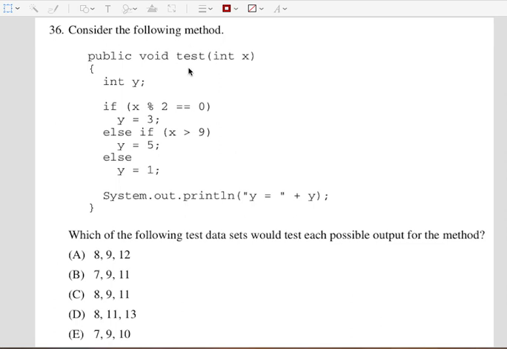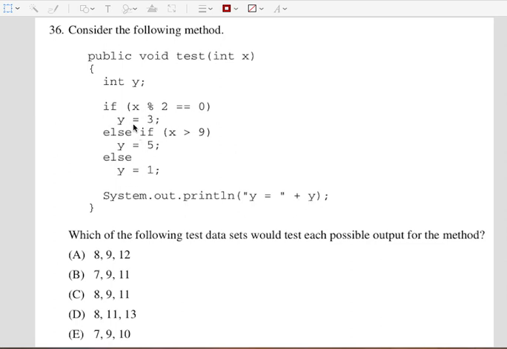Who knows what it does? Again, don't ask us questions on multiple choice questions. It just does something. So basically, at the end, you notice it prints y equals the current value of y. And then it says, which of the following test data sets would test each possible output for the method? So you think, well, what do they mean, possible outputs for the method? Well, what could y possibly be?